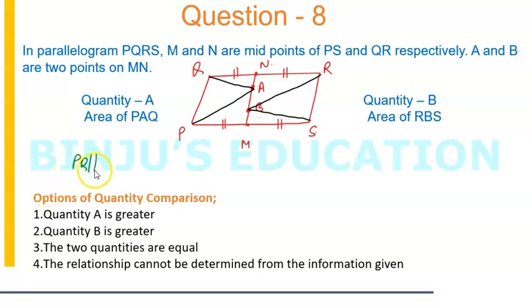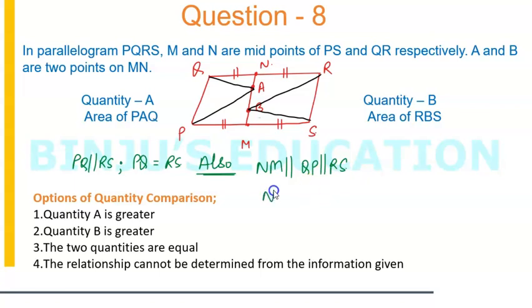So PQ will be parallel to RS. PQ will be equal to RS. Also, since M and N are the midpoints of their respective sides, NM will also be parallel to QP, which is parallel to RS, and NM will automatically be equal to QP, which is equal to RS. Okay, all right.